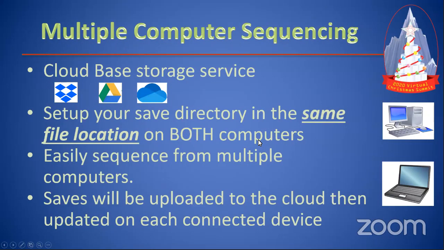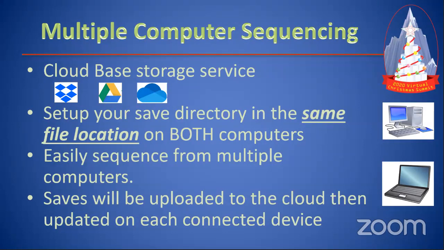So let's get into multiple computer sequencing. Basically, whenever you're working between two different computers, you have a laptop and you want to work on your desktop, you want to take your laptop with you to work, the very best way is to use cloud-based storage services such as Dropbox, OneDrive, Google Drive. I'm sure many of you already use these in one manner or another.